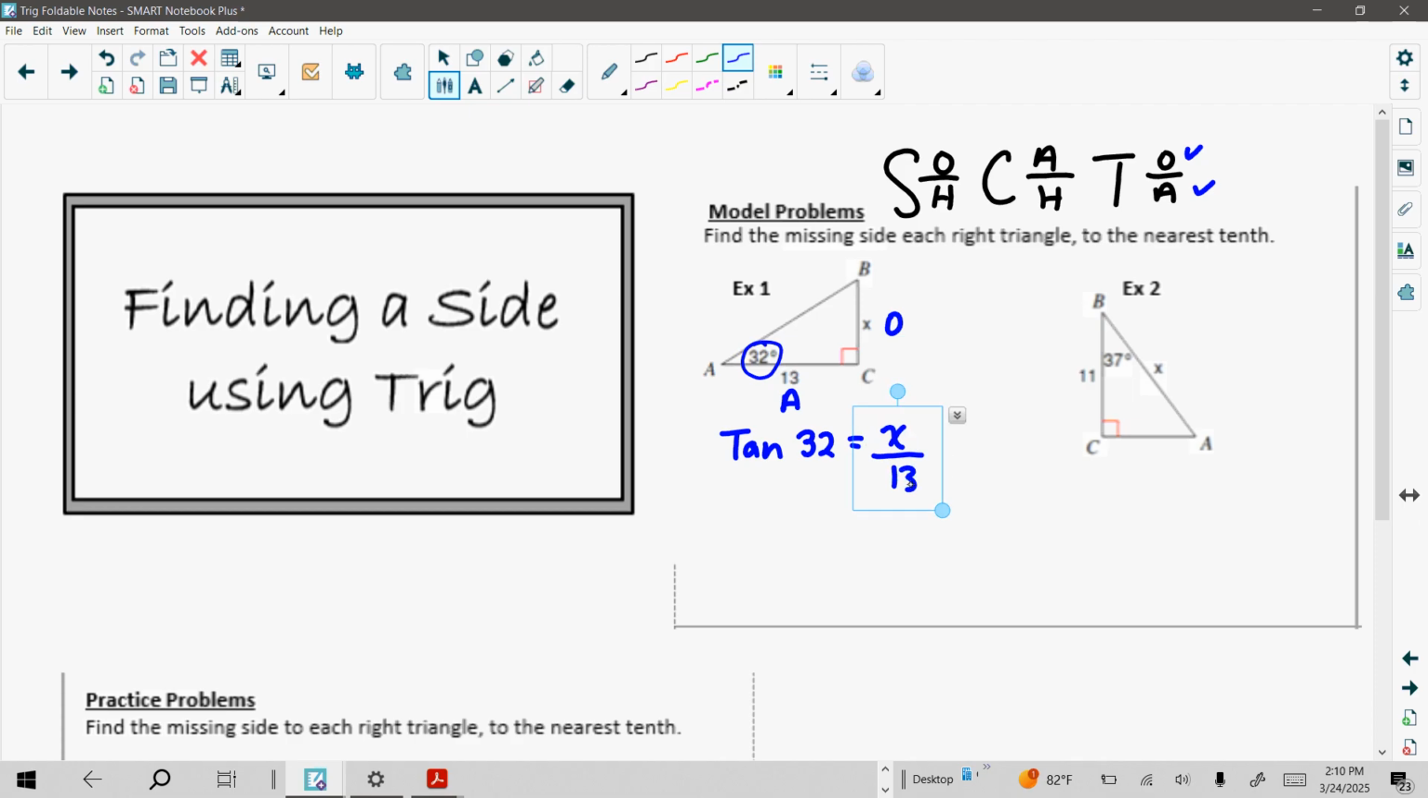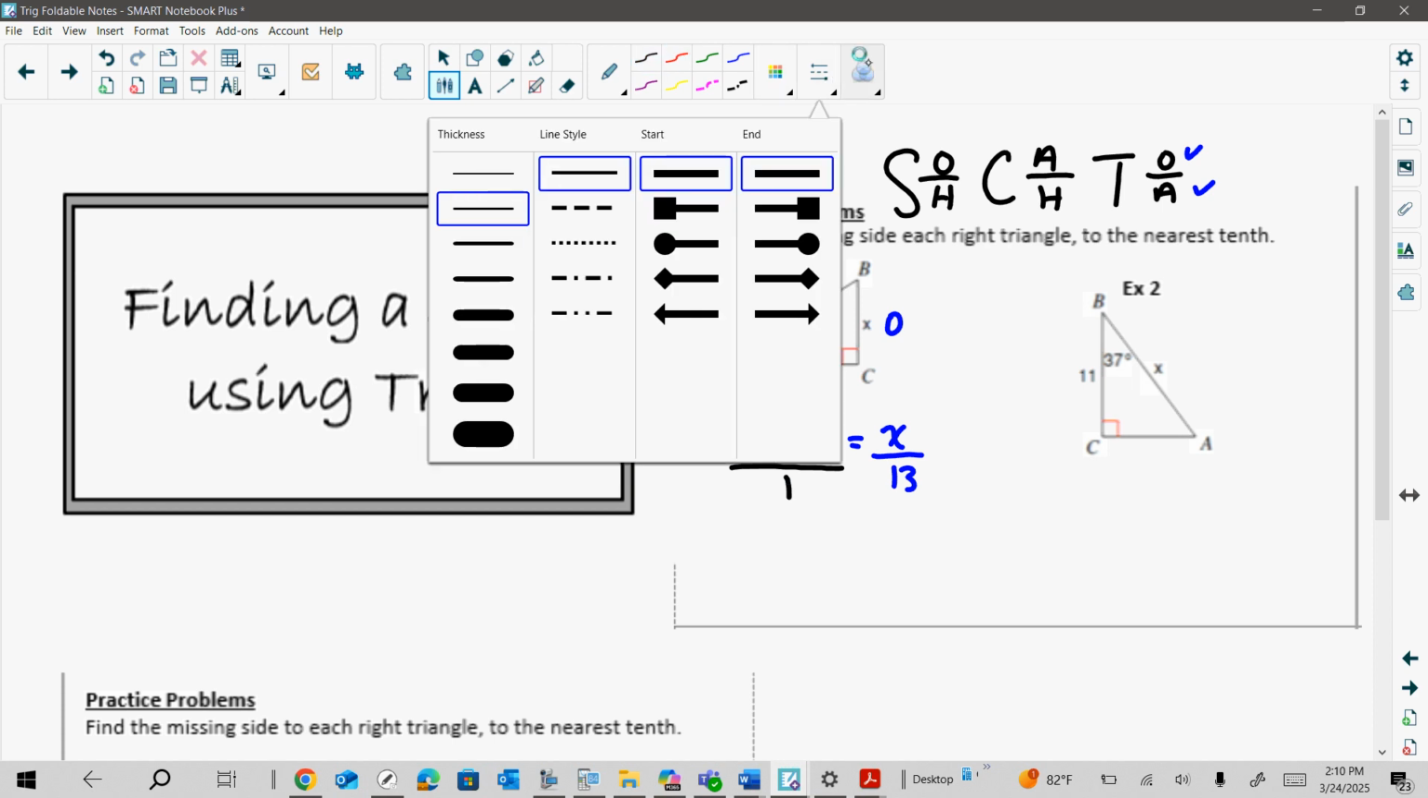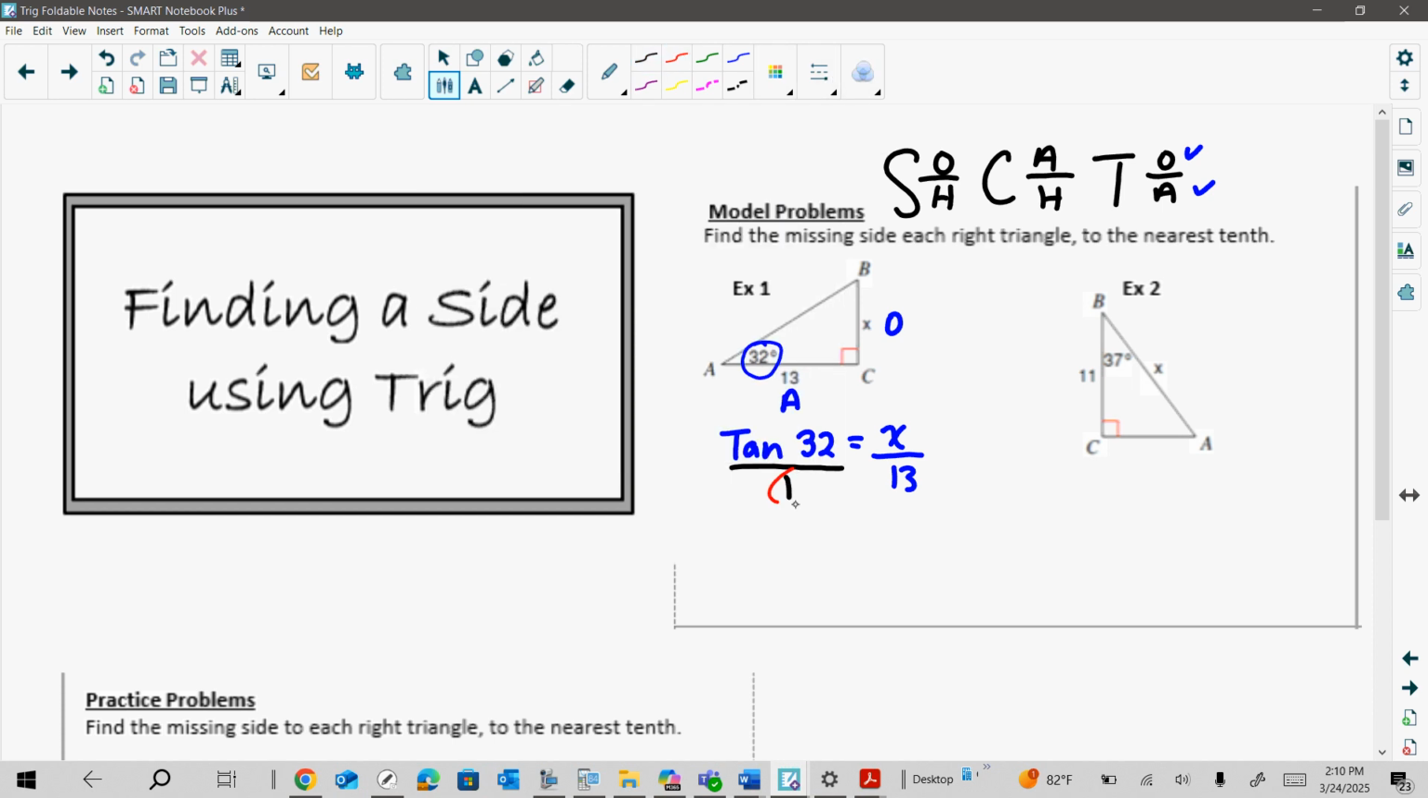Now, to solve a trig equation, because we have a ratio, we want to make both sides fractions, both sides a ratio. So we're just going to put this over 1. And now we're going to cross multiply to solve. So if I cross multiply, that's giving me 1 times x, that's just x equals. And then when I cross multiply, the tangent of 32 times 13, 13 is the side. So it's saying 13 times the tangent of 32.